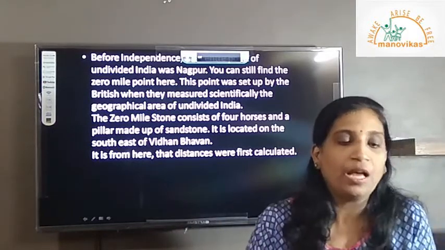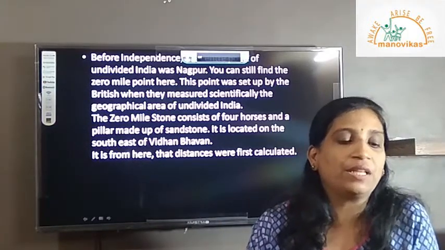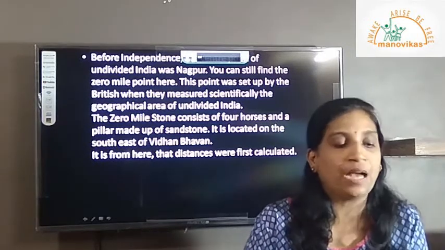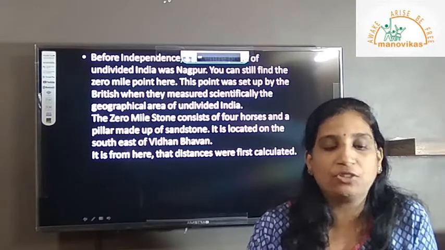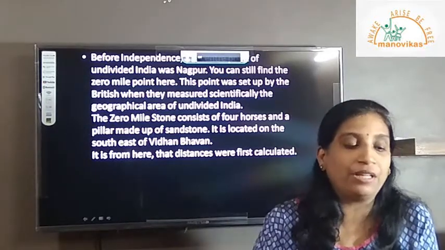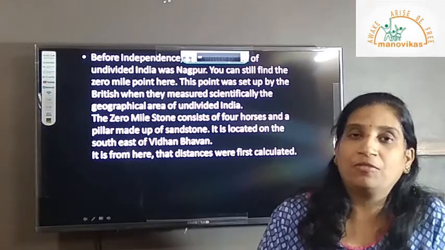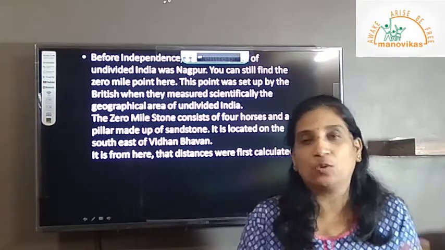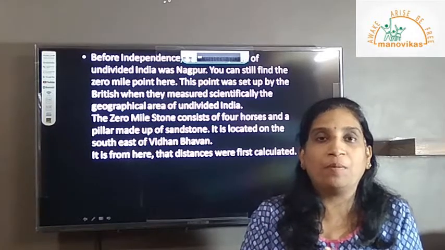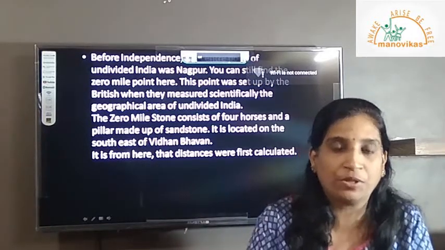I'm going to show you all. This point was set up by the British when they measured scientifically the geographical area of undivided India. The Zero Milestone consists of 4 horses, that is the symbol they had given at that time. The pillar is made up of a rock called sandstone. It is a sedimentary rock which is compacted or formed by sand accumulating in one particular place.